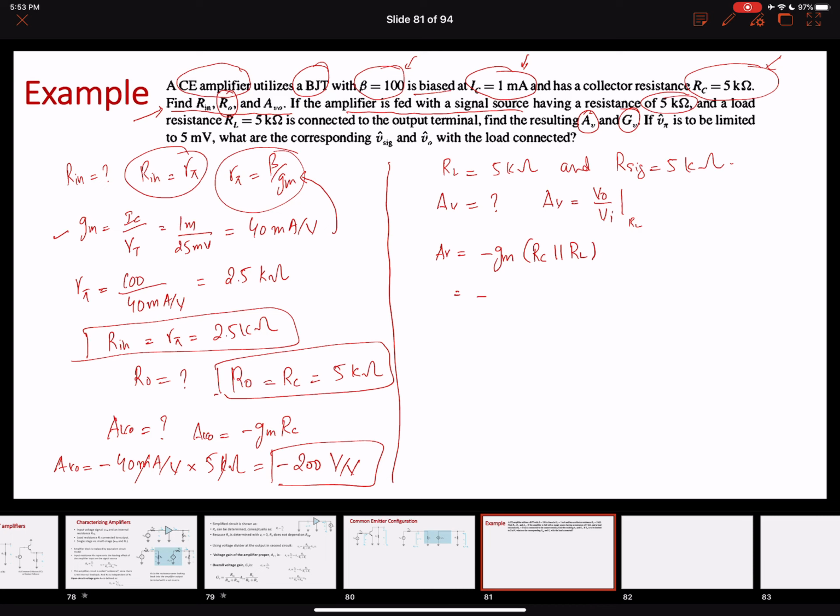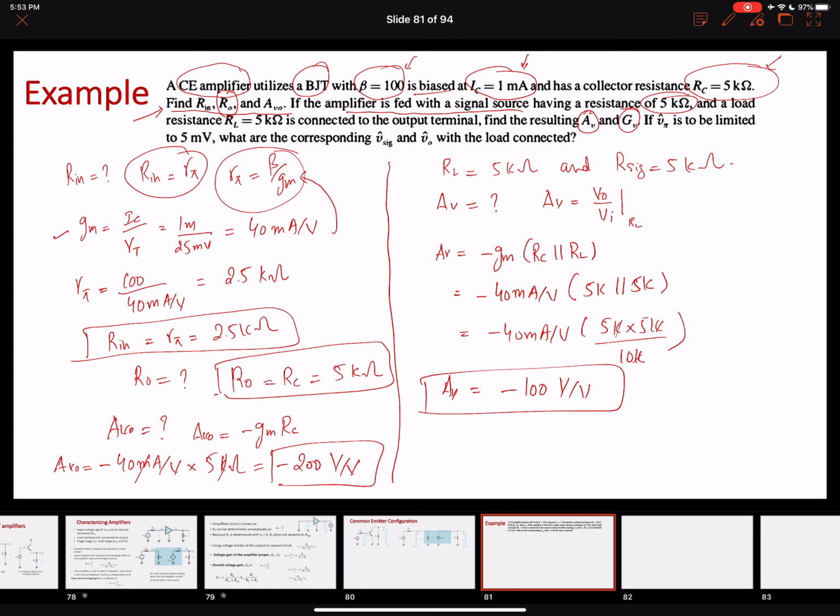Okay, so GM is again 40 milliamperes per volt. And what is the RC? RC value is 5 kilo ohms in parallel with the load resistance, which is also 5K. So if you solve this, minus 40 milliamperes per volt into 5K multiplied by 5K divided by 10K, the value of the voltage gain that you're going to find is minus 100 volts per volt. So this is the voltage gain of this amplifier.